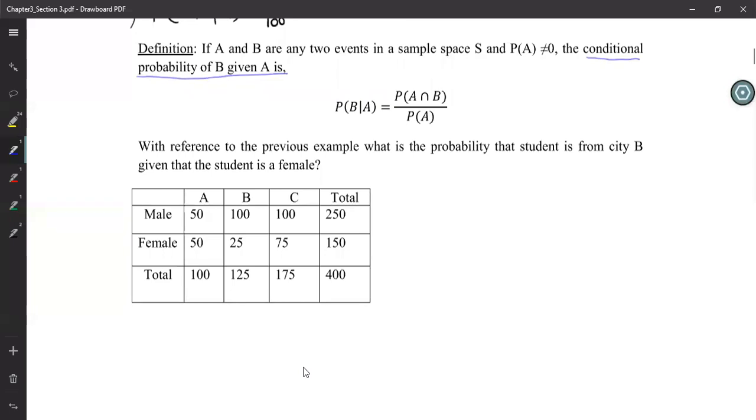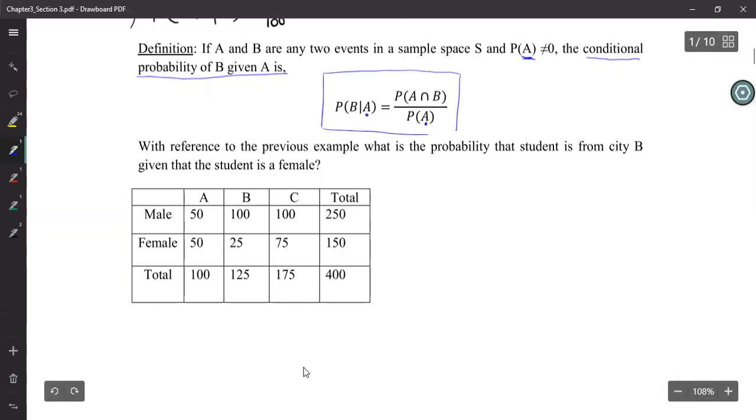How do you find it? You take the intersection of B and A, and divide it by the given one, that is, the probability of A. You cannot have a division by 0, the answer will be not defined. That is why you have to have a non-zero value for P(A). Now this is the definition of conditional probability.